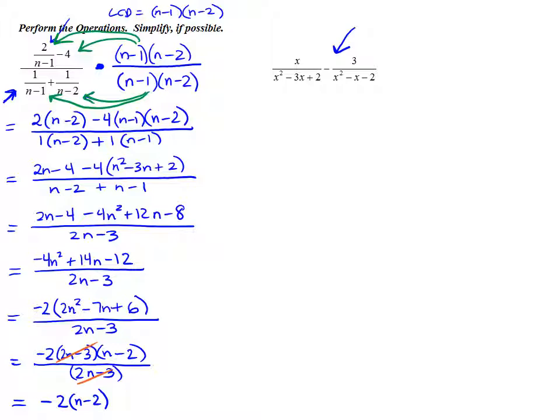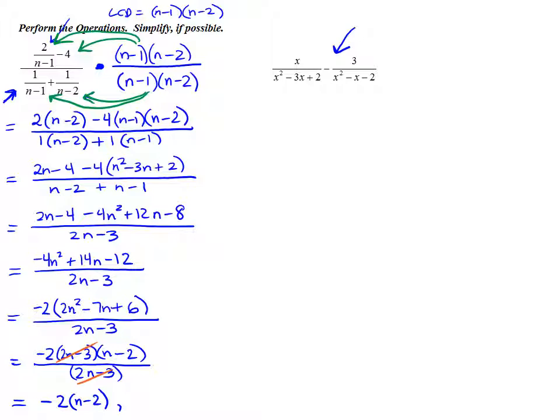I don't have to write the over 1 because remember, when we have a denominator of 1, it can be thought of as not being there. Because when you divide by 1, you still remain where you are. Now, we did simplify one thing here. So we should say what our restrictions are.